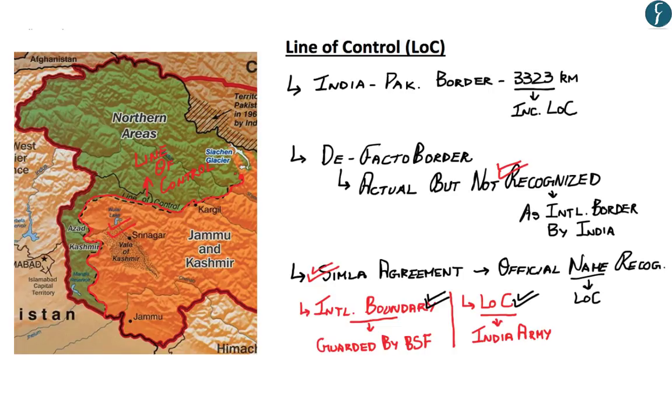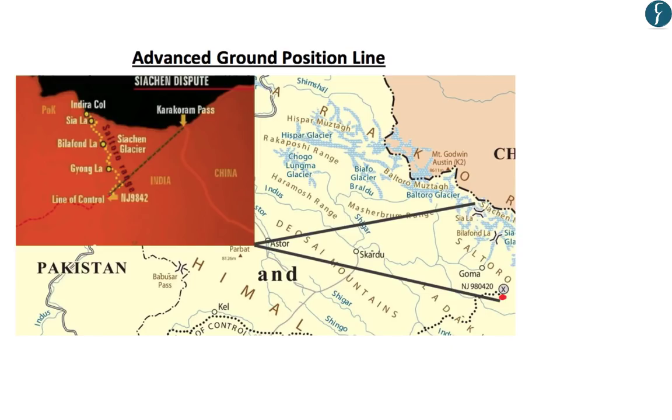Now another aspect that you should understand. From this image, the LoC ends here, and this point is known as NJ9842. The boundary beyond this point delves into the Siachen Glacier. So let us understand this boundary also. If you see this image, the LoC ends at this point and this yellow line defines the actual boundary at the Siachen Glacier. This boundary ends at this point called Indira Col, and it is known as the Advanced Ground Position Line. Hopefully you also have a pictorial understanding of the boundary at the Siachen Glacier, and you know where it begins and where it ends.